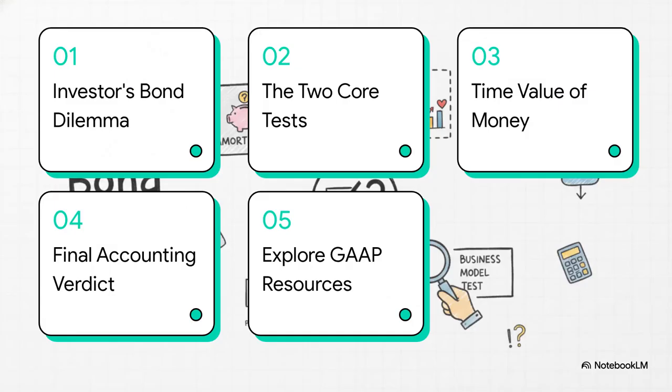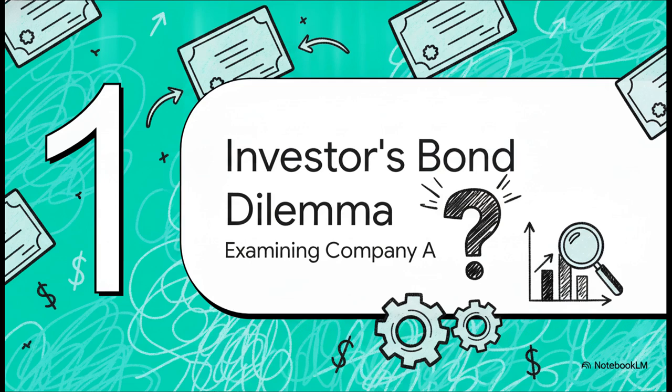All right, here is our clinical agenda for today. First, we'll look at the investor's bond dilemma. Then we'll run the two core tests, analyze the time value of money, deliver our final accounting verdict, and wrap things up by exploring some really fantastic GAAP resources. Let's kick things off with Section 1, the investor's bond dilemma, examining the presenting symptoms of Company A.